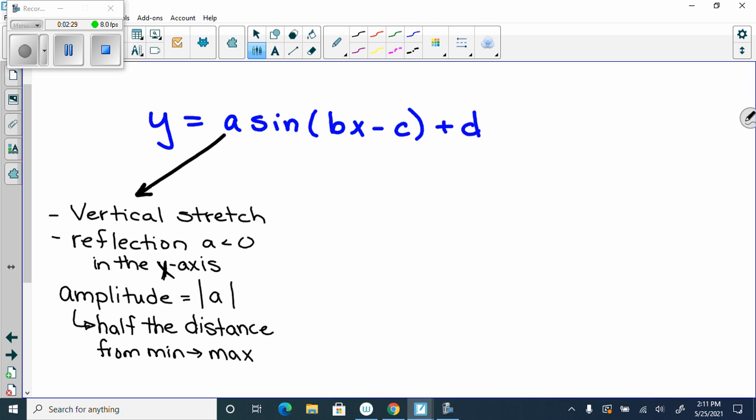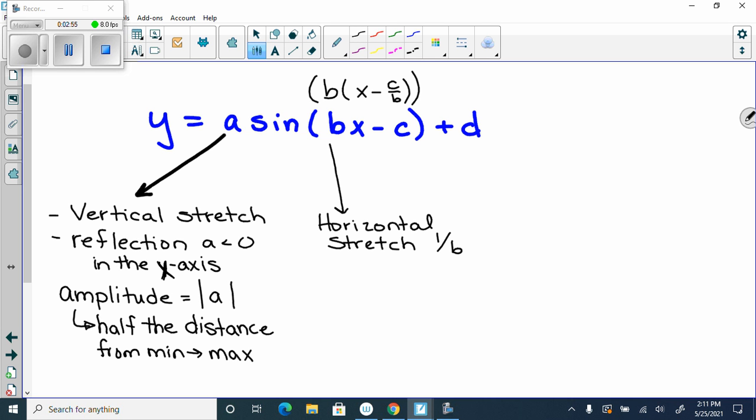Now B, remember we have to go B times (x minus), and then it would technically be C divided by B, because we still have to take that B out no matter what. That B gets me a what stretch? Horizontal, and what do we have to remember to do? Take it out, and the horizontal stretch becomes 1 over B. It always flips, right? Doesn't matter what unit we're in, the horizontal stretch always flips.